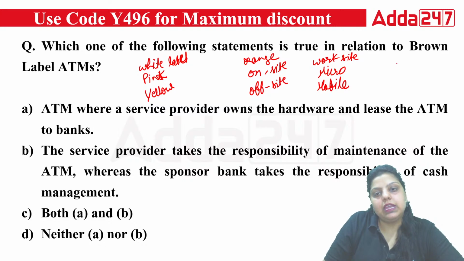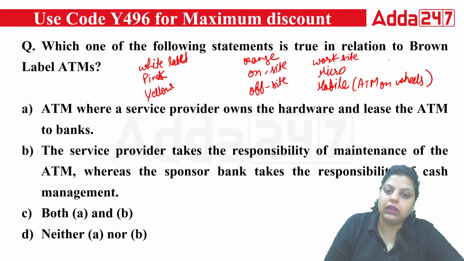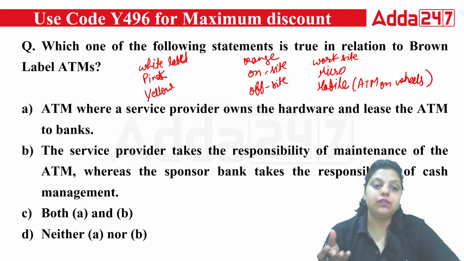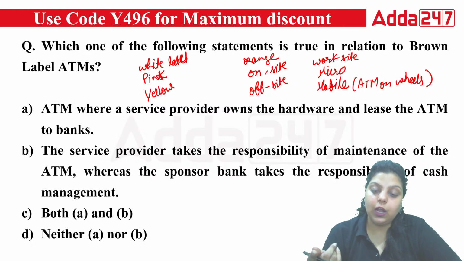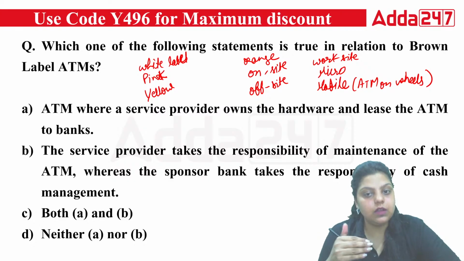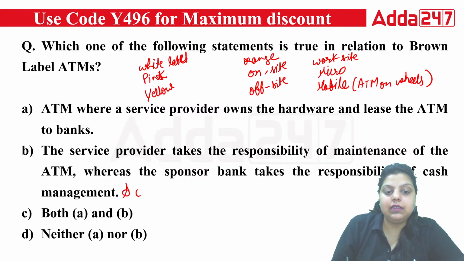we have micro ATM, mobile ATM, which is also called ATM on wheels. So all of these are the types of ATMs we have. So what is the brown label ATM out of this? First is saying an ATM where a service provider owns the hardware and leases the ATM to the bank. Second, the service provider takes the responsibility of maintenance of the ATM, whereas the sponsor bank takes the responsibility of cash management as well as the connectivity to the network.